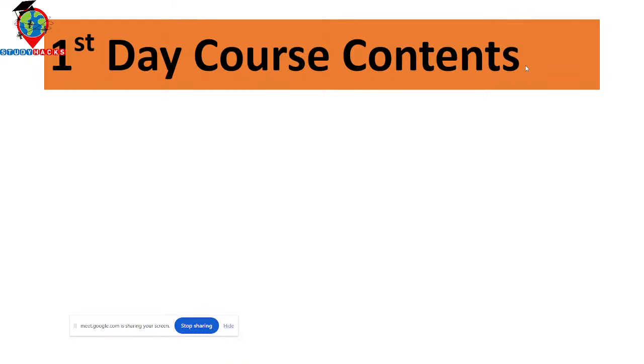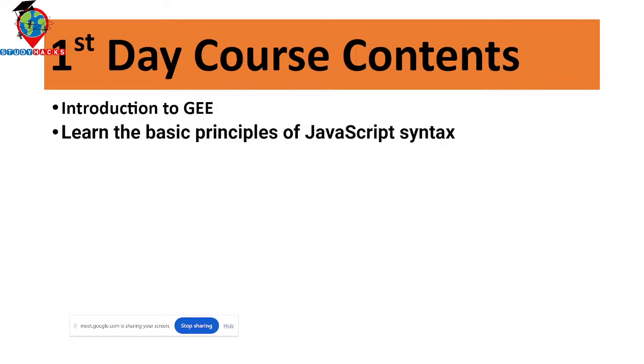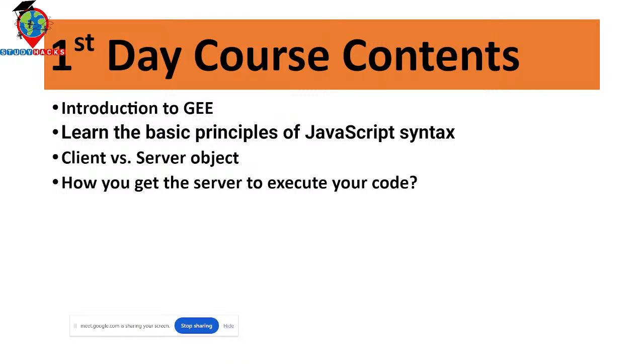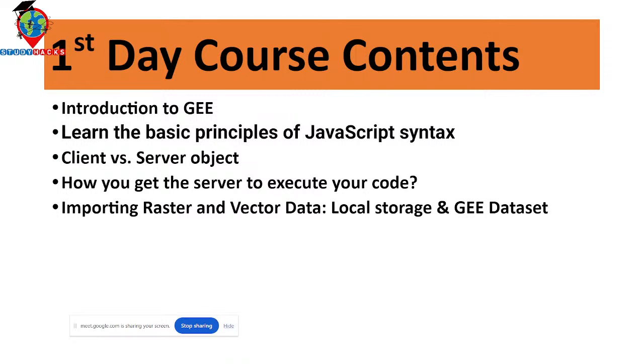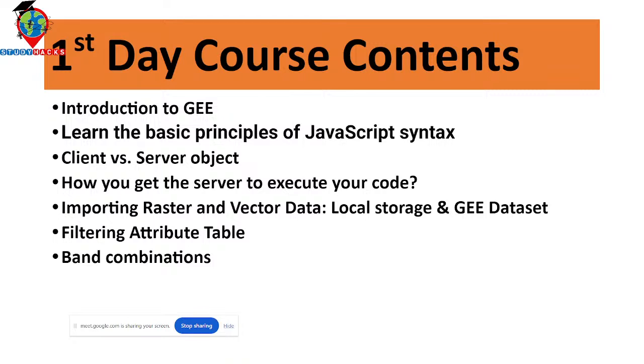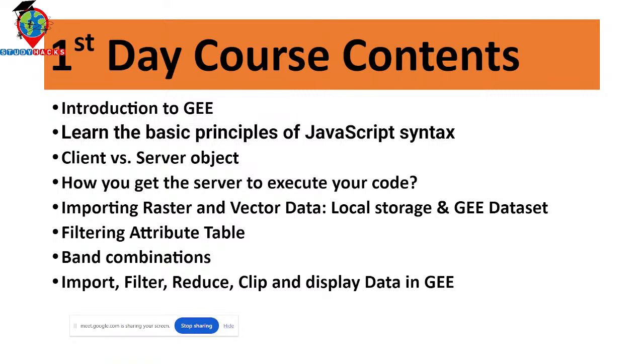So basically today is our first day, and mainly today I try to discuss the introduction to Google Earth Engine, and then learn the basic principles of JavaScript syntax, and I also try to cover Python. So I will teach you both programming languages at the same time. That's why you can easily differentiate between JavaScript and Python and learn both at the same time. And we talk about client and server objects, and then how to get the server to execute your code, and then importing raster and vector data from local storage as well as the Google Earth Engine dataset, and filtering the attribute table, and then band combination. We discuss that, and import, filter, reduce, clip, display data.